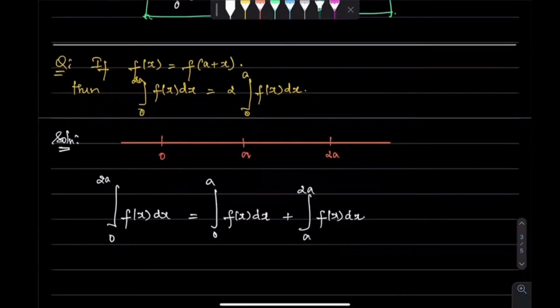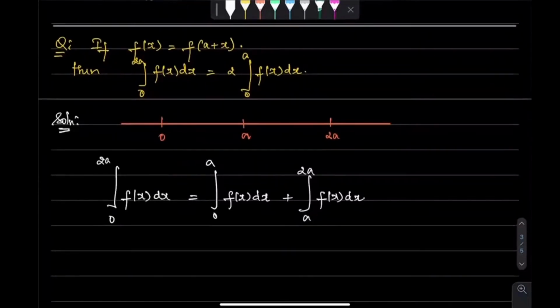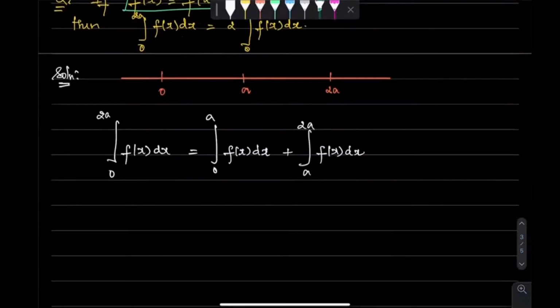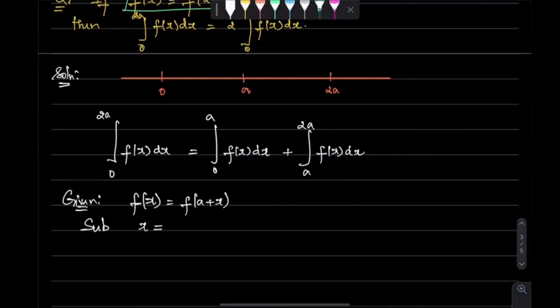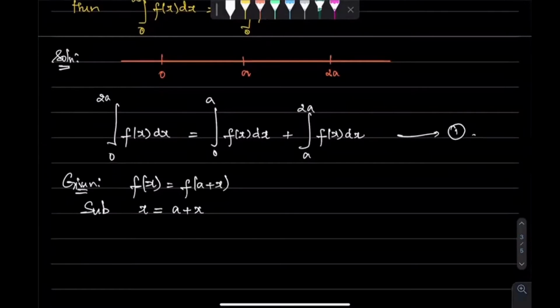Yes, sir. See, they have given f of x is equal to f of a plus x, isn't it? So what happens if I use a substitution here? I'm going to substitute x is equal to a plus u. What is my dx? If I use a substitution, I have to change everything. So my dx will be du. Then what happens to my limit, children?